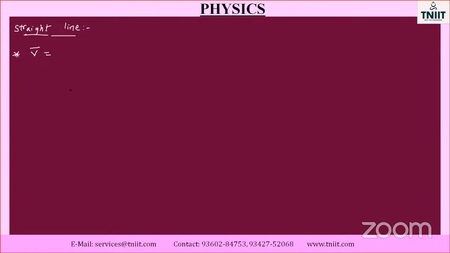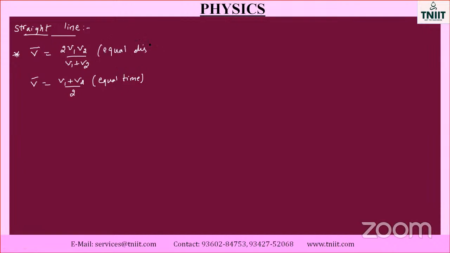Now, average velocity has a formula. One is 2 v1 v2 by v1 plus v2. The other average velocity value will be v1 plus v2 by 2. When should this one be used? This is for equal time. When should the other be used? When it is for equal distance.